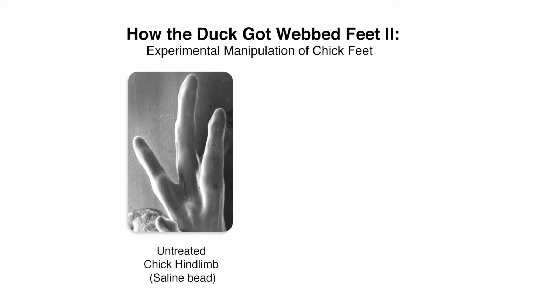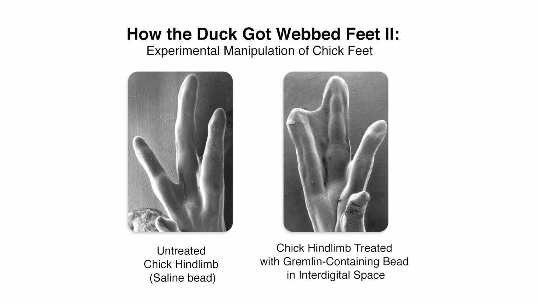You can show this experimentally. You can take a bead and coat it with a salt solution, a saline solution, and put that in the webbing of a chick embryo. The webbing is not saved, the BMPs destroy the webbing, and you get freestanding digits. However, if you coat the bead with gremlin protein, such that gremlin protein is dispatched throughout the webbing, what happens is you get a duck-like region of the limb, such that the webbing is retained.